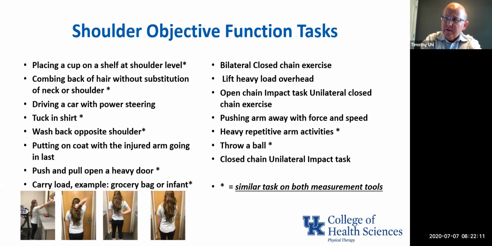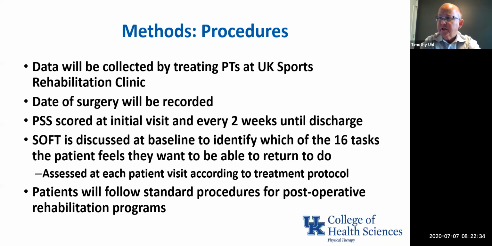You can see that these are high and low level activities, like heavy activities, like push-ups, throwing a ball. Those aren't common with total shoulder patients, but we also wanted to get people with unstable shoulders in this population. So an athlete might need to be able to go back to that. And this is the spectrum of functional testing.